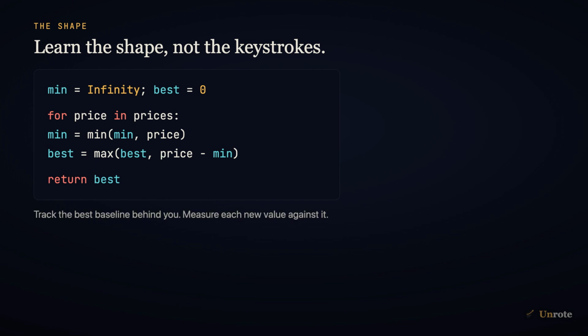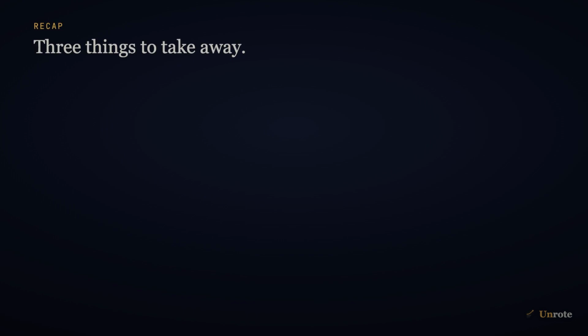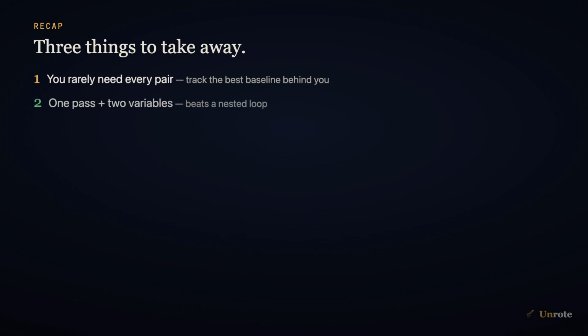That's the whole solution. 3 takeaways. 1, you rarely need every pair. Track the best baseline behind you. 2, 1 pass and 2 variables beat a nested loop. 3, this min tracking shape shows up far beyond stocks.